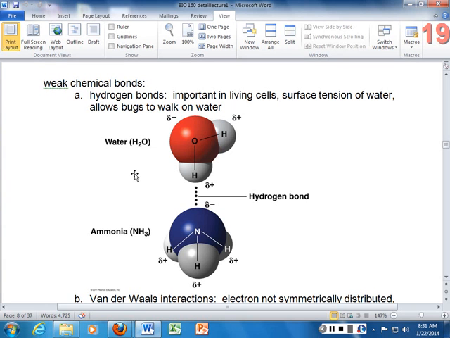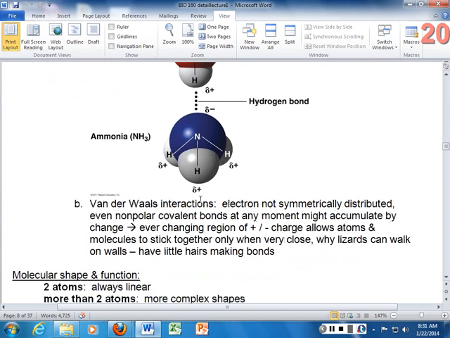So water is not the only thing that can do hydrogen bonds. You can have it here with ammonia as well. When we have proteins folded up in the body, you can have hydrogen bonds forming in between them.